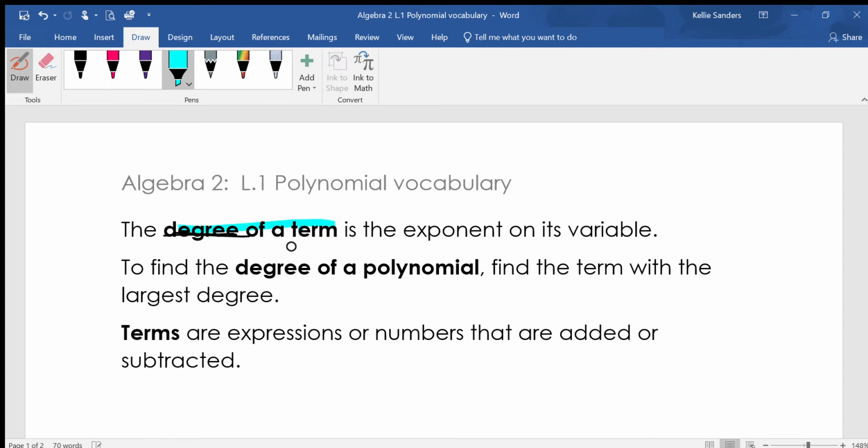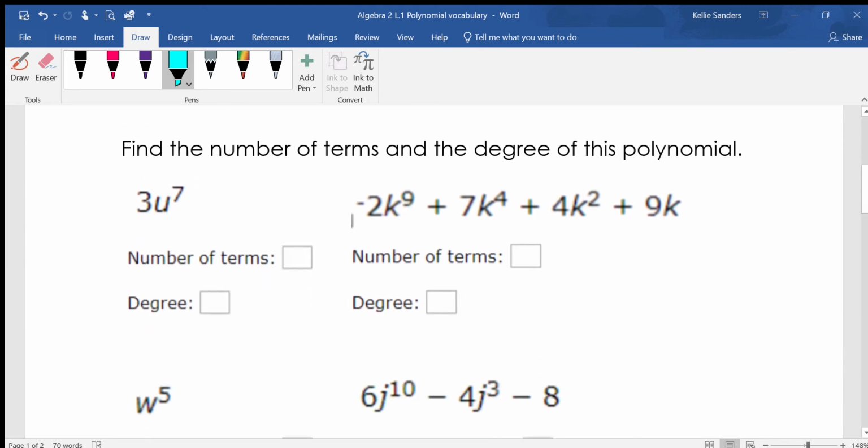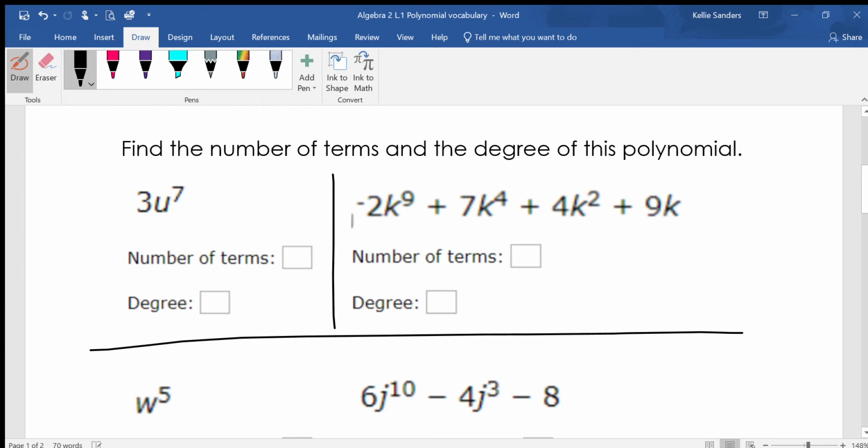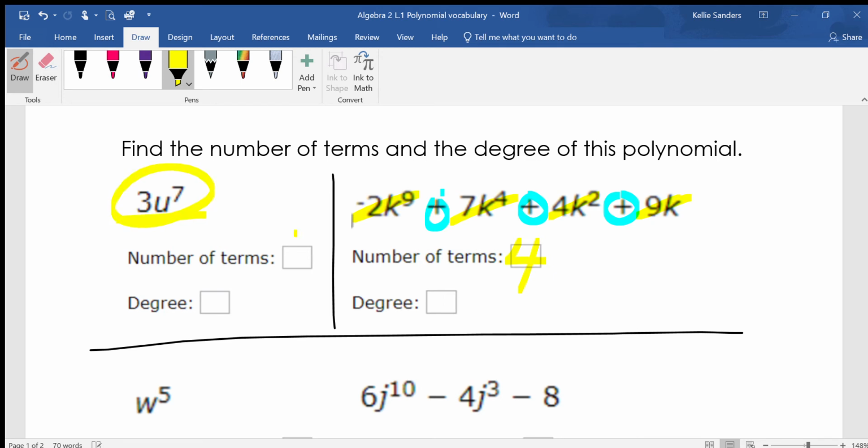working. Degree of a term, degree of a polynomial, and then terms. Okay, so let's figure out what that's talking about. So I have two different problems right here, but let's talk about the number of terms. Let's talk about the second one first. Because of the plus signs, we have 1, 2, 3, 4 terms. There are no plus signs here, so we just have one term.